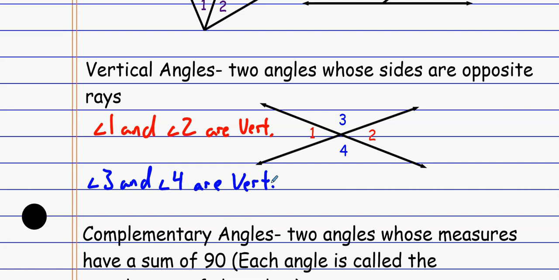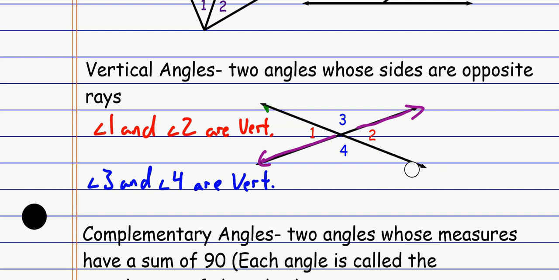The idea of two angles whose sides are opposite rays comes from this. See, this guy and this guy are opposite rays. And then this guy and this guy are opposite rays. And so when you think about it, angles 1 and 2 are formed by opposite rays. Angles 3 and 4 are formed by opposite rays. And so that's the idea.